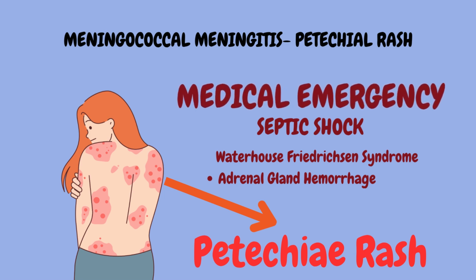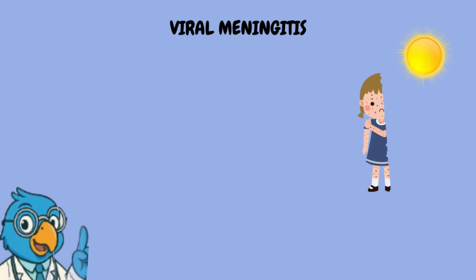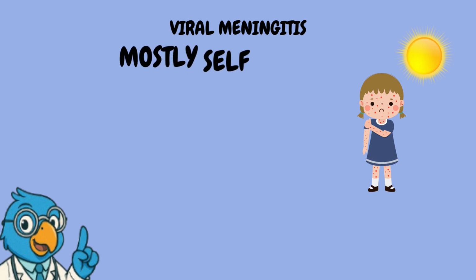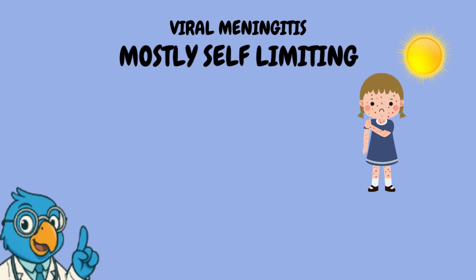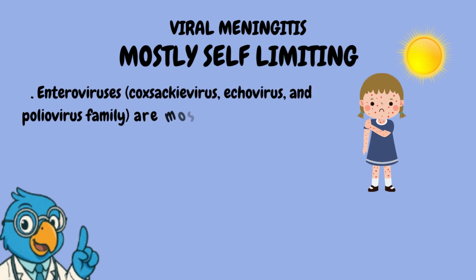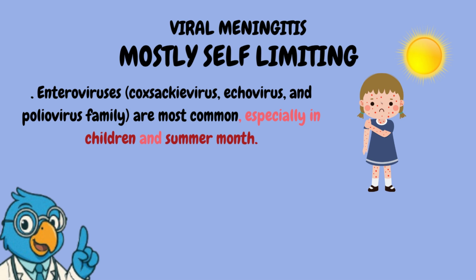For viral meningitis, this is a common community-acquired meningitis. It is often called aseptic meningitis as its cause is not apparent on initial examination, routine staining, or CSF testing. Viral meningitis is mostly self-limiting. The most common cause is enteroviruses, such as Coxsackie viruses, echovirus, or poliovirus family. These are especially common in children and in the summer months.